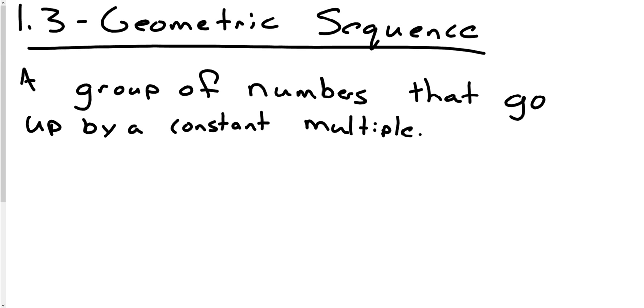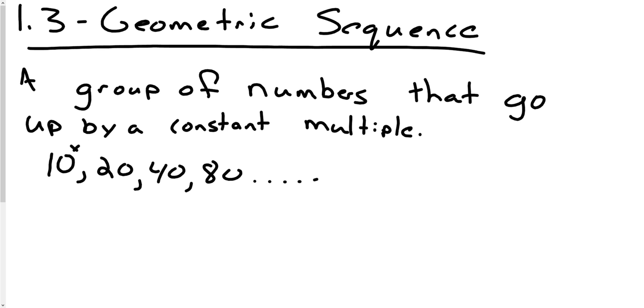So, really basic example of a geometric sequence would be 10, 20, 40. See here, I'm multiplying the number by 2 every time. 10 times 2 is 20. 20 times 2 is 40. This number here that you're multiplying the same by every time, this is known as your common ratio.